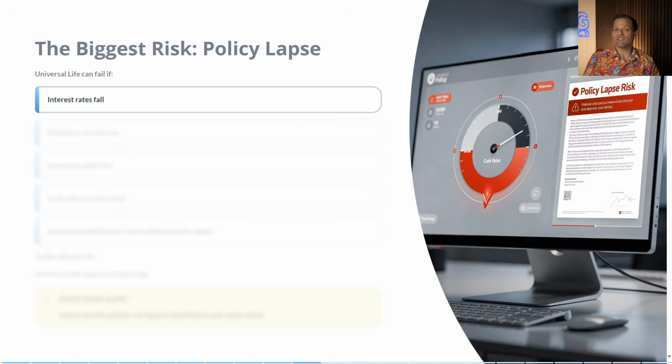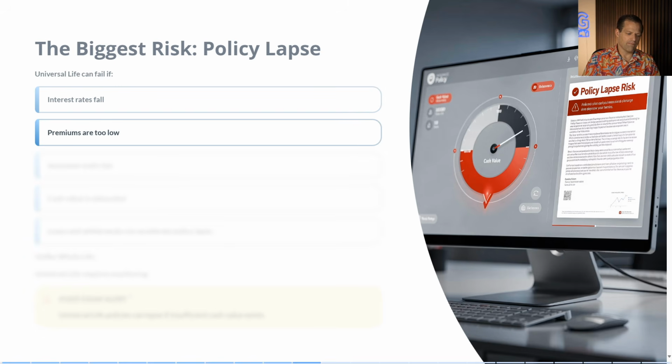And so you were in the situation where these people taking these plans out were not properly funding their plans and didn't have agents checking in with them. And then all of a sudden their cash value drops because it's being used to pay for the increased premium, and then their plans lapse. Premiums are too low. Again, this is why it's really important to design plans keeping that in mind.